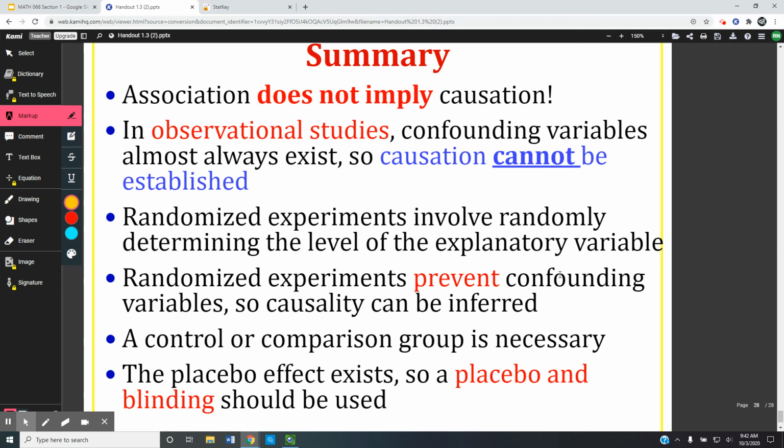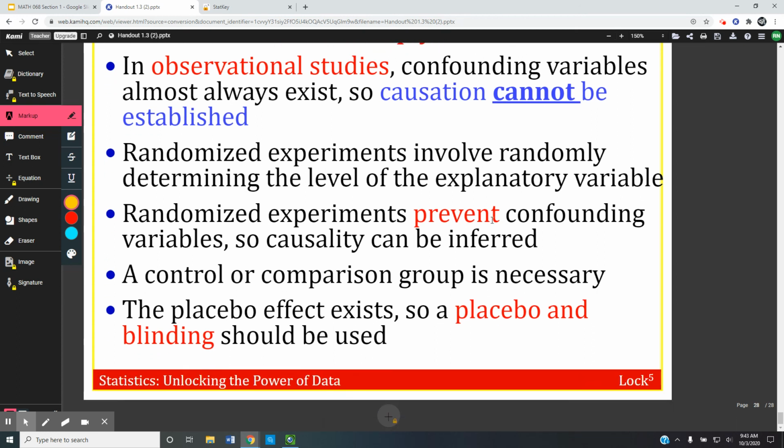In observational studies, confounding can almost always exist, so causation cannot be established. Random experiments involve randomly determining the level of the explanatory variable. Remember, that's the one you deliver first. The X happens first. Randomized experiments prevent confounding. Control groups are necessary. Remember, you have to have a control group if you are going to make a differentiation between the experimental group. And the placebo effect exists, so therefore placebo and blinding should be used. Blind, double if possible.